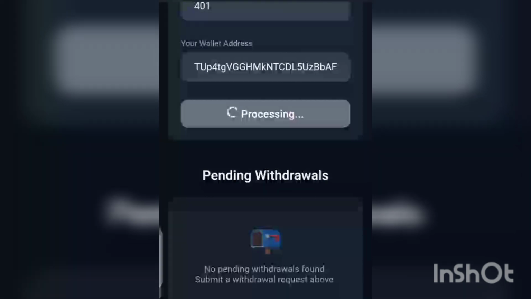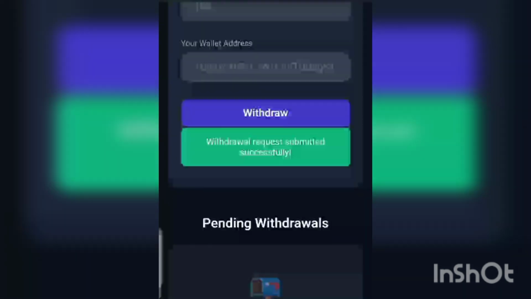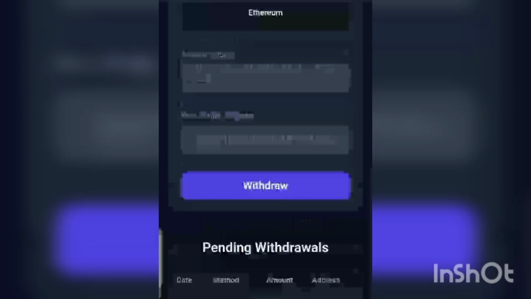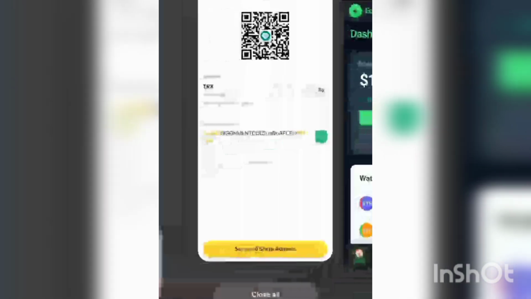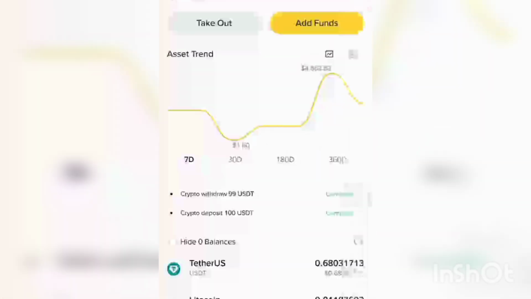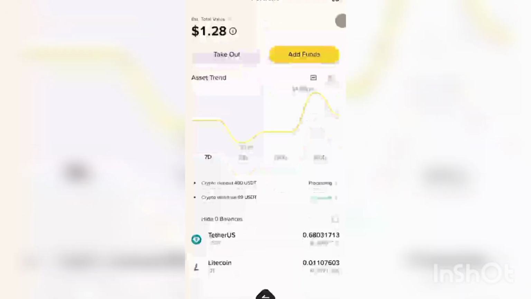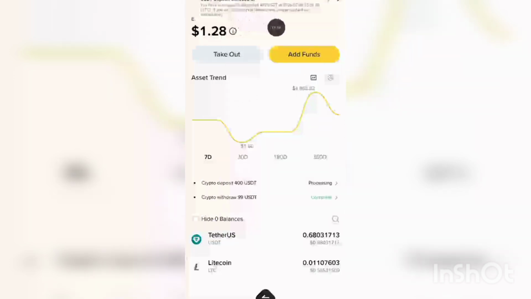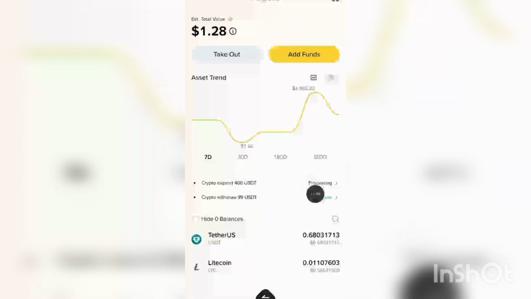So you can see I've input my wallet. The next thing is processing. You can see the withdrawal request has been submitted, and it's very, very fast and reliable. So we are going to go back to my Binance and wait for the withdrawal which we made to arrive here. So Binance just gave me a message right now of depositing. You can see over here that USDT is depositing, and it is 400 USDT.